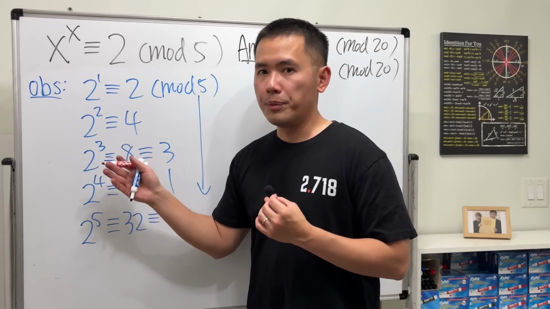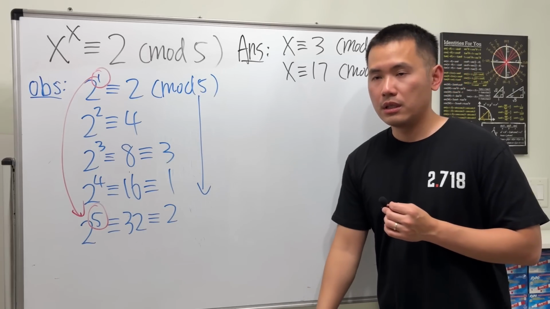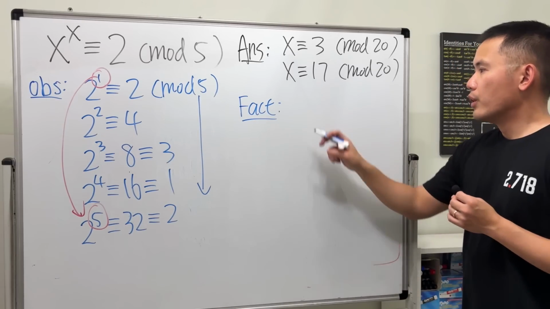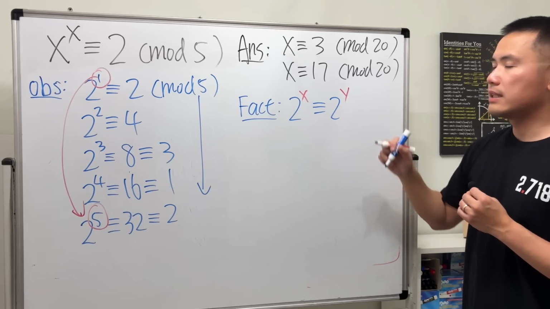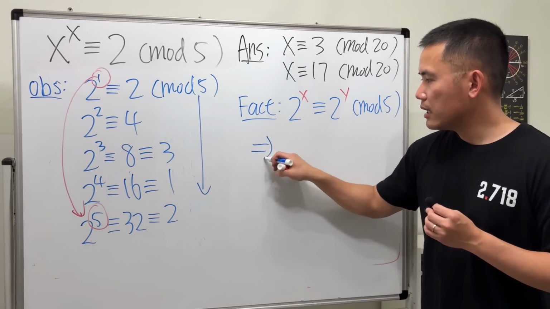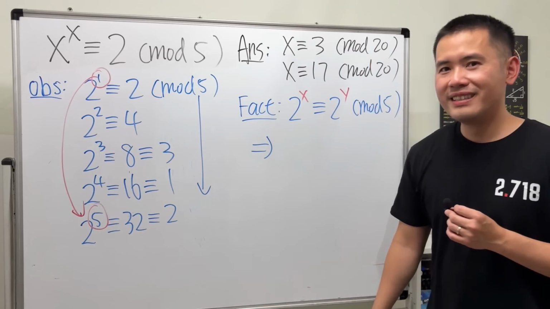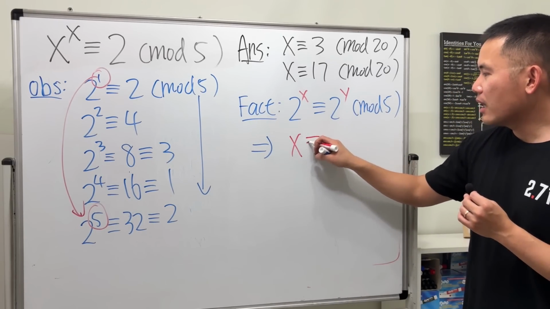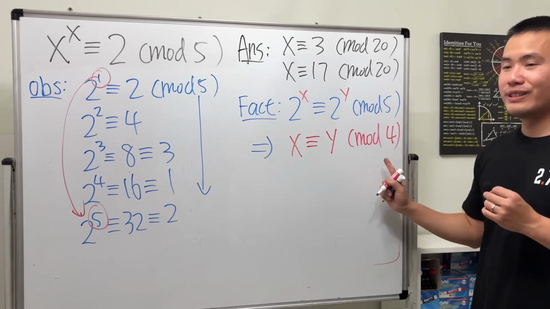Now, how long does it take for them to repeat? Starting from 1 up to 5, the gap is you have to add 4 to it. Here's a fact from the observation. If you have 2 to some power x congruent to 2 to another power y in the mod 5 world, what does that imply? What's the connection between x and y? Well, 1 and 5 differ by 4. That's the hint. In general, x will be congruent to y, but in the mod 4 world.